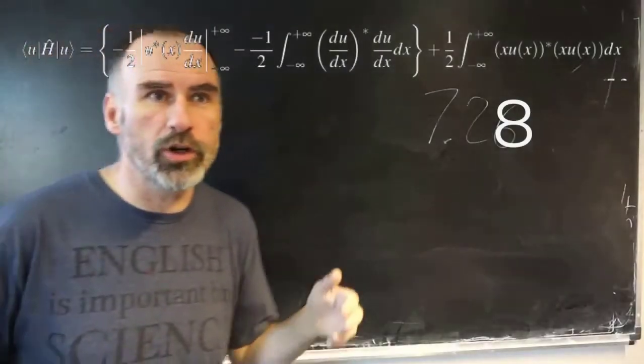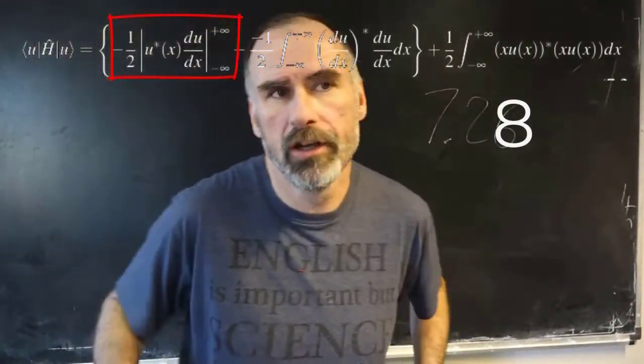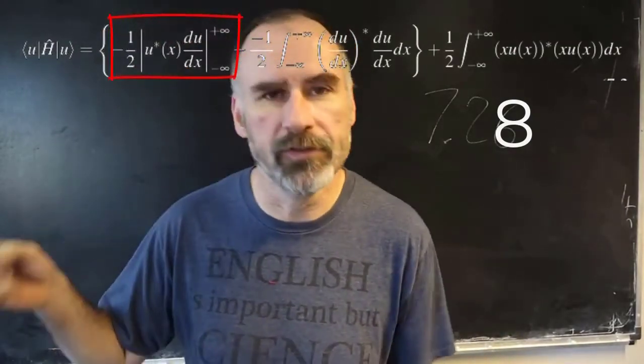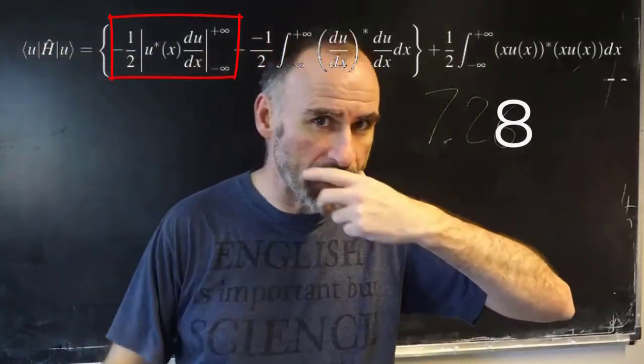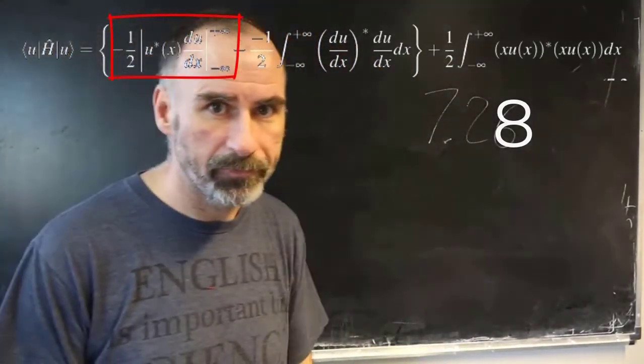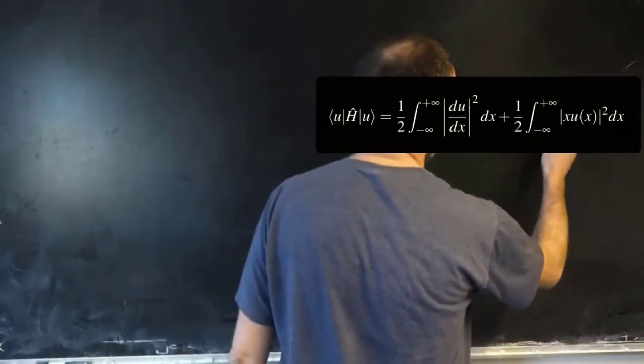Now the first term in this equation, if we have a physical solution, then that must be normalizable, which means it must go to zero at plus or minus infinity. Hence, we can lose this term. We're left with the other terms, and we can write those like this.